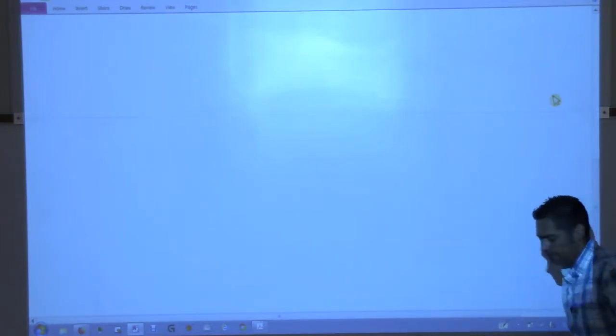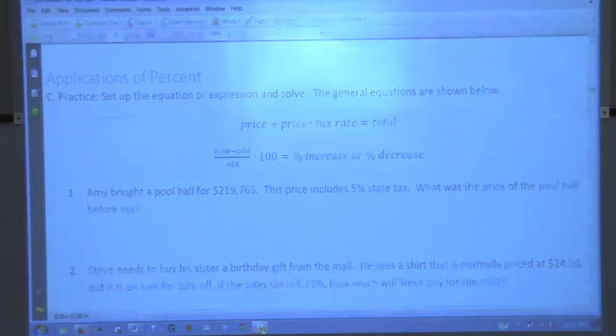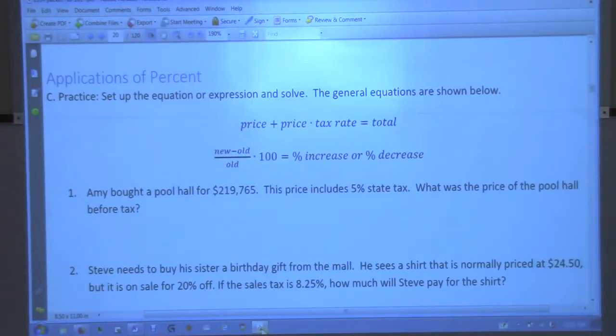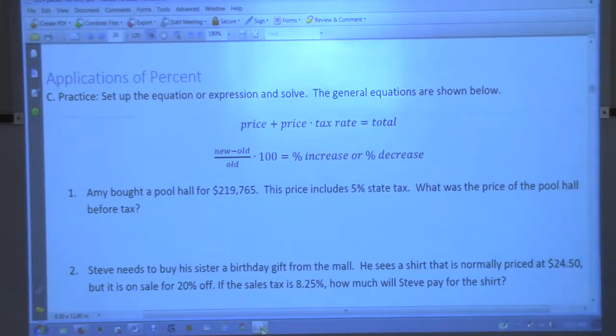All right. So today we are going to continue what we were doing last time, and that was percentages, proportions and percentages. And we're going to start today with applications of percents. So were there any questions on homework? Yes? What do you got?